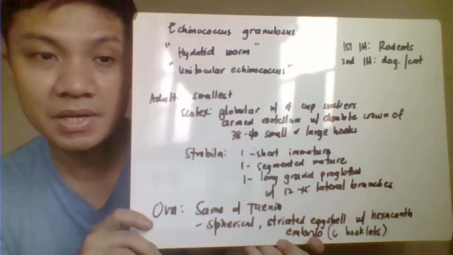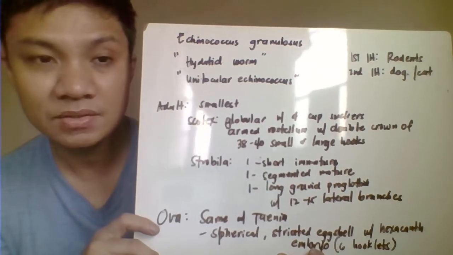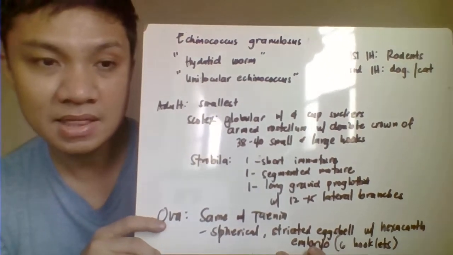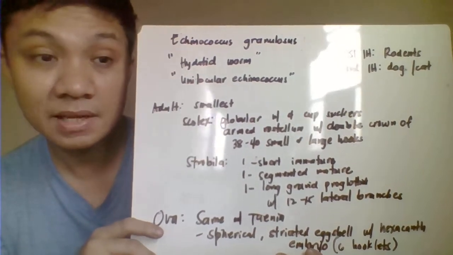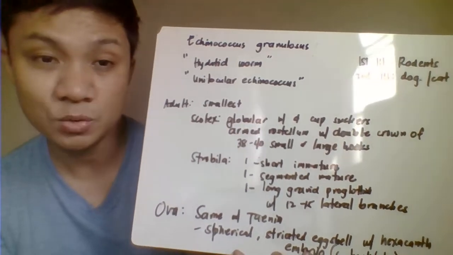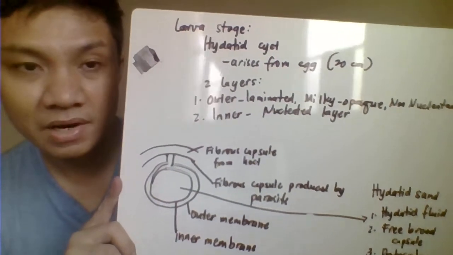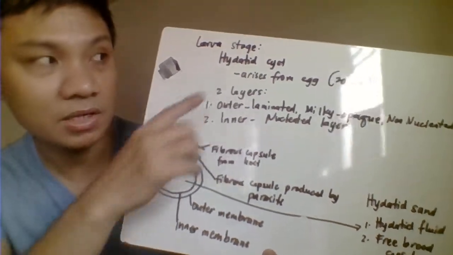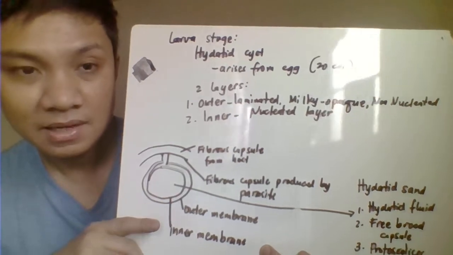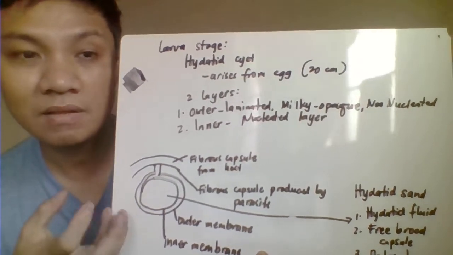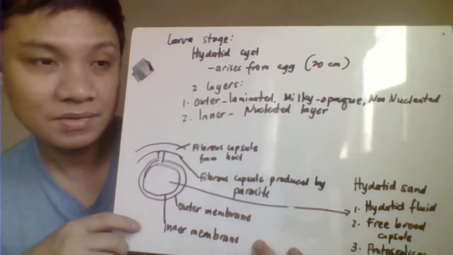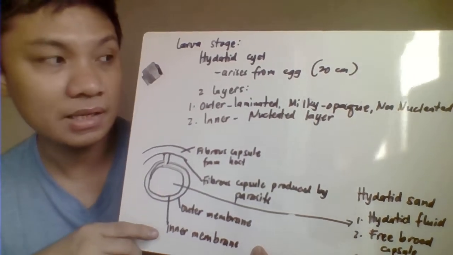The ova resemble here your Taenia. So that one is your spherical striated eggshell with hexacanth embryo. So ano na siya, mature embryonated, having 6 hooklets. Okay, then we have here the larval stage. The larval stage of this one, you call that one as your hydatid cyst. Hydatid cyst here, so this one developed here from the egg. So, nagiging larva na siya, you call that one your hydatid cyst.